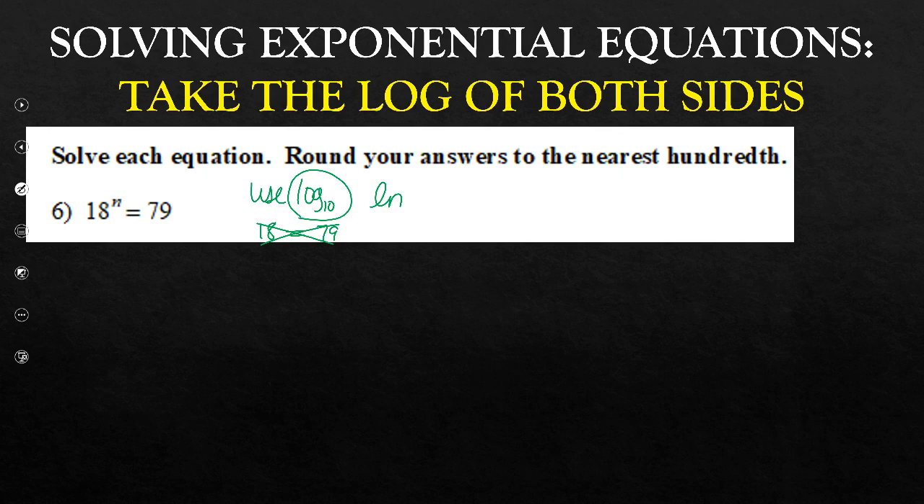In order to get the exponent out, I need to do log of something. Remember when we exponentiated and I had 5 to the power of log base 5 of x? 5 to the power log base 5 would undo itself and just leave me with that argument piece, and it would give me what I need. We're going to do the same thing with these. So if there's no way to make the bases of the exponentials the same, I'm going to do log of 18 to the power of n equals log of 79.